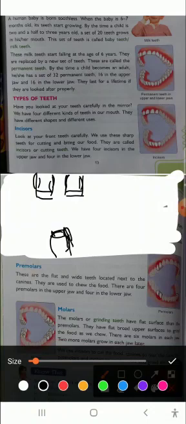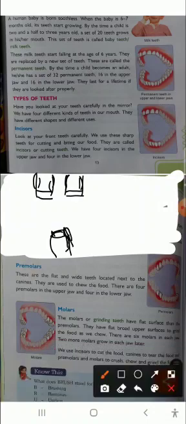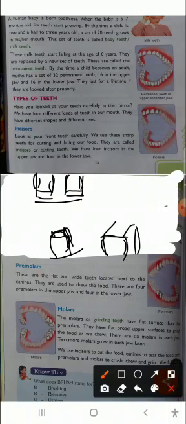Now this is your premolar and this is your molar with a more flat surface, like this. It is not clear here. I will drop the drawing in the message. With the help of that you can make it.